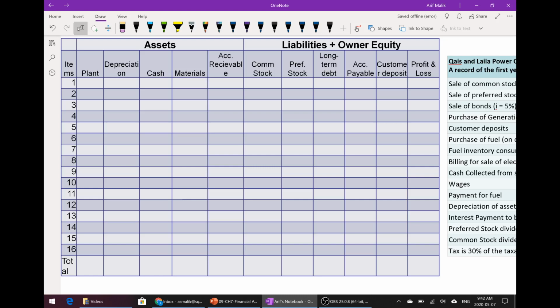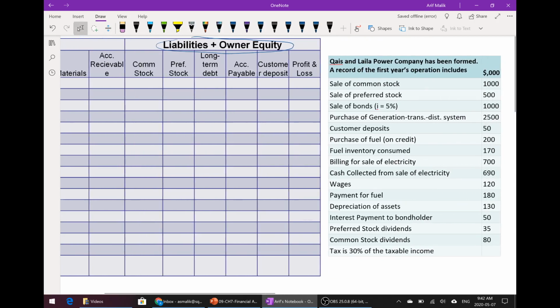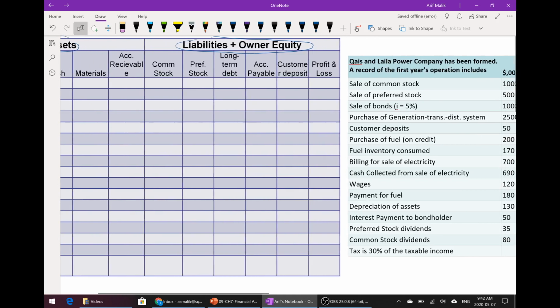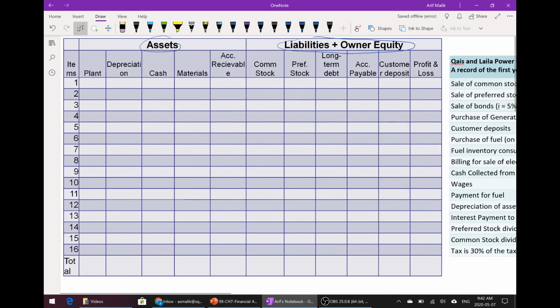So here we are. We have a worksheet over here. We can see that you have assets on one side, and liabilities and owner's equity on the other side, and then we have all the items I have mentioned. So let's go item by item, and we try to fill this worksheet here. And we have put all the items here.